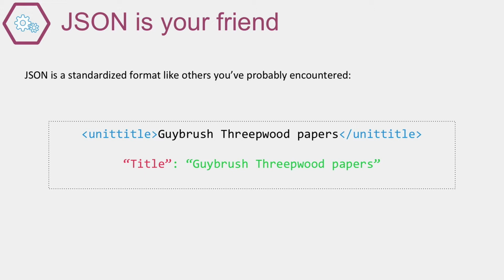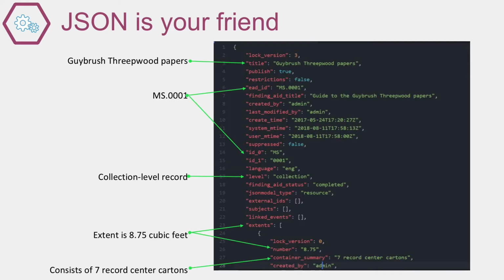Title, Guybrush Threepwood Papers. Hopefully you're going to be able to see this. This is a JSON record, and I'm pointing out things that look very familiar to you archivists. There's the title. There's the call number. It's encoded in those two things. You'll download these slides at some point, I'm sure. Here's the collection level record where it declares level equals collection. Here's the extent statement, which is the sub-record of this parent record. It gives me my numerical 8.75. It gives me my container summary of 7 records and targets.